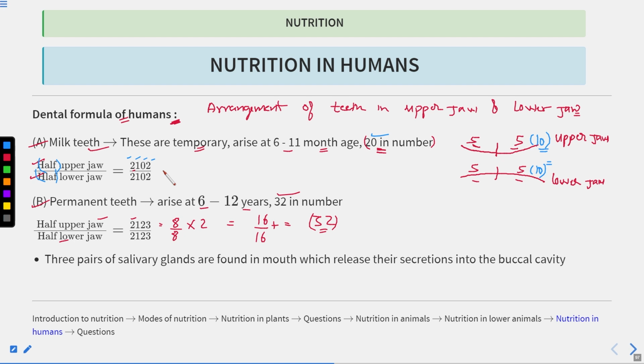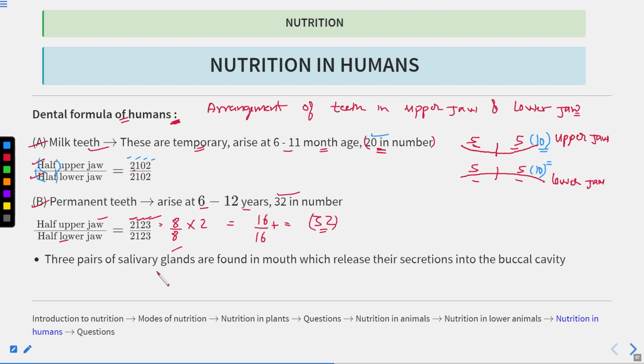Okay, so for herbivores, the dental formula will be different. For carnivores, the dental formula will be different. And for omnivores also, the dental formula will be different. So human is an omnivore. And this is the dental formula for humans. Okay, this 2, 1, 2, 3 represents different kinds of teeth, which are incisors, canines, premolars and molars.